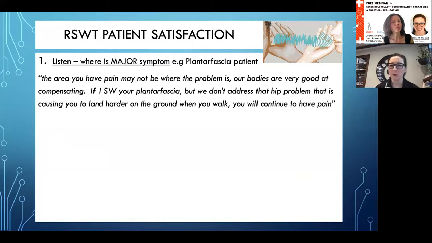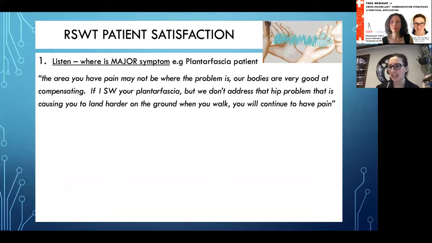So if you're listening to what they say to you, I often say to them, the area where you have pain may not be where the problem is. Our bodies are very good at compensating. If I shockwave your plantar fascia, but we don't address that hip problem that is causing you to land harder on the ground when you walk, you'll continue to have that plantar fascia pain.